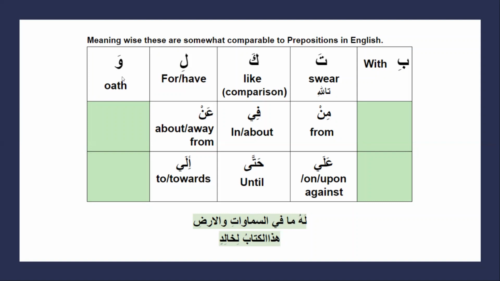And then min means from, fi, fihi, in it, in, about. An, again, meaning sometimes it gives a meaning of about, sometimes away from. Ala, sometimes upon, sometimes on, and sometimes against. And hatta, until, and ila, to, towards. So, ila al-maktabi, towards the library. So, these are the meanings of the harf of jar, 11 harf of jar.